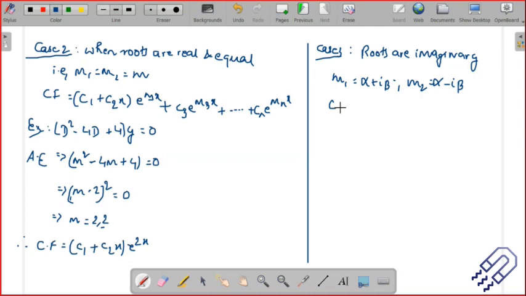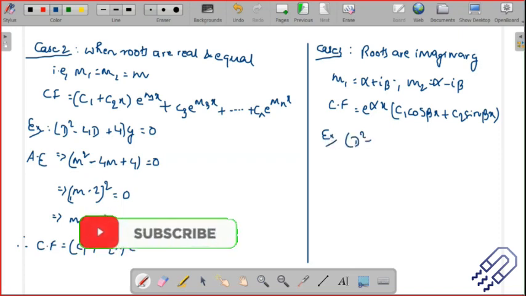And in this particular case we have the complementary function as e to the power alpha x, c1 cos of beta x plus c2 sine of beta x. This is again important, all three of them you should remember. This is the solution for this. Okay, let's take an example for this now.